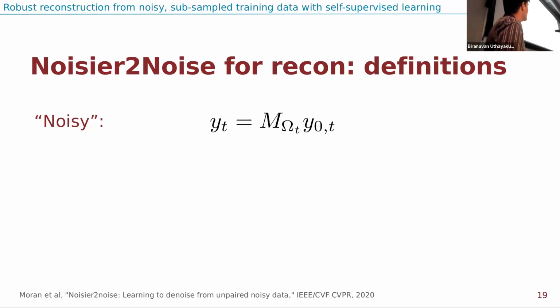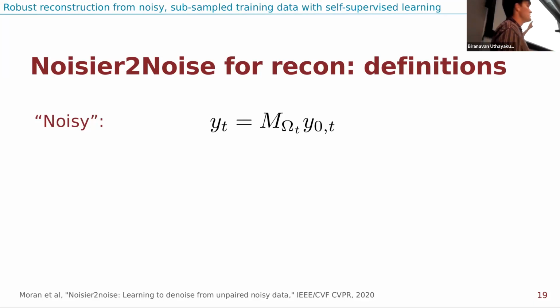Okay, so this is exactly the same as the definitions I showed you before, but for reconstruction instead of denoising. Remember before we had our noisy image, which was y naught corrupted by Gaussian noise. This time it's y naught masked by some matrix M. This is just a diagonal matrix that has ones where we sample and zeros where we don't. I'm using the subscript omega t for the sampling set. If the sampling set contains an index, that means it's present in the mask.